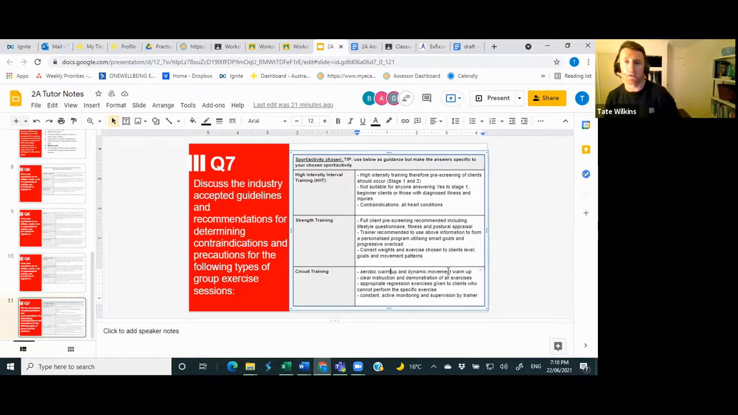If you're doing purely with weights or strength training, the main thing is you've got to really have the dynamic stretching, movement patterns, band work. That's probably the number one. But if you are doing some cardio, we also need to warm the heart up as well. So I put down, do both cardio and stretching for a warm-up. With circuit training, it's important to have clear instructions and demonstration as a precaution.